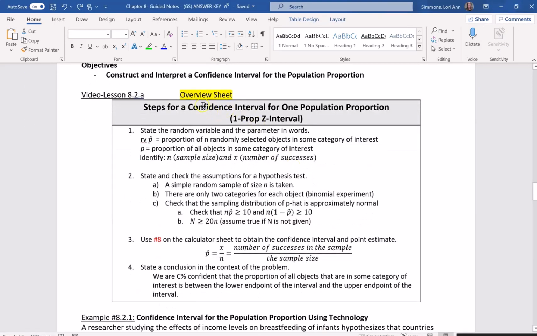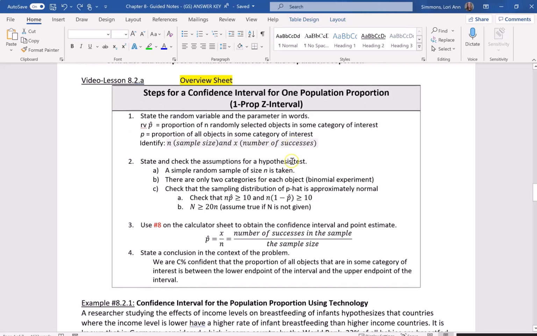Here are the steps to create a confidence interval for one population proportion. So this should look familiar. We're going to state the random variable and the parameter in words. So p hat is going to be the random variable. This is the proportion of n randomly selected objects in some category of interest. P equals the proportion of all objects in some category of interest. I want you to identify n, the sample size, and x, the number of successes.